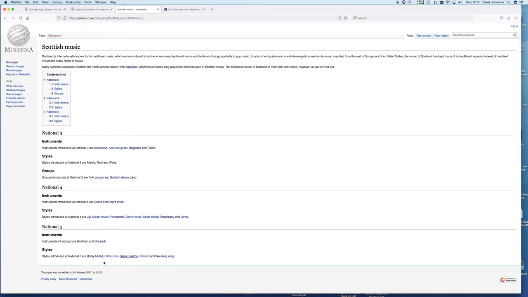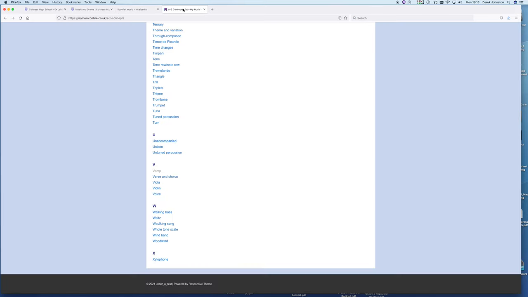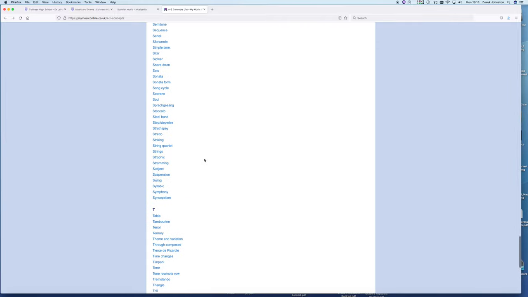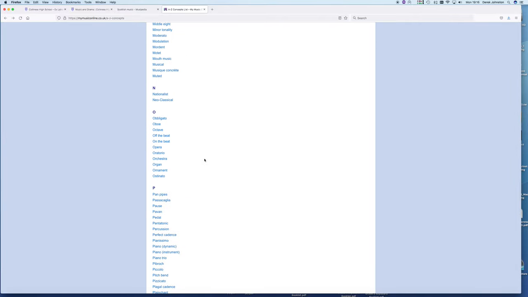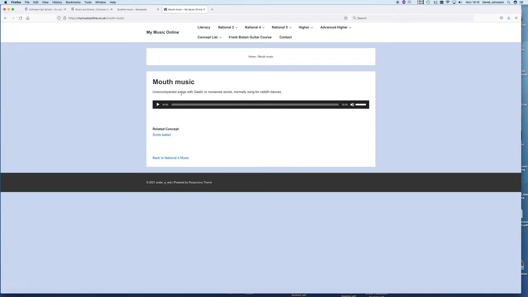Is mouth music here? Let's just go through to this one here and see if we can find mouth music. I really need to learn the alphabet, actually. Right, mouth music. So this will sound like unaccompanied songs with Gaelic or nonsense words, normally sung for ceilidh dances. So in other words, if there's no instruments available, they would sing for dancing to.